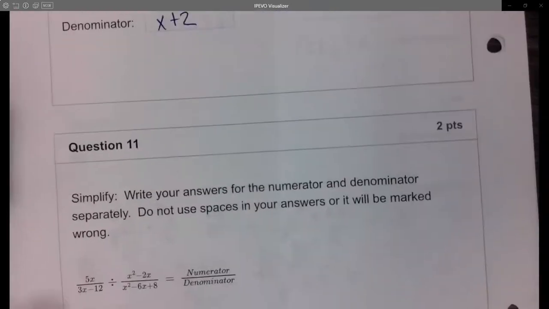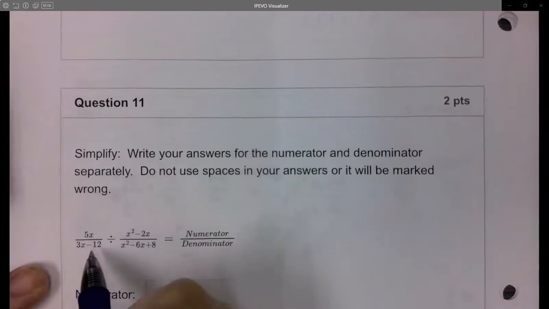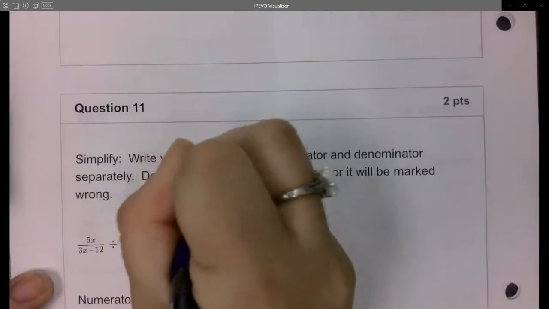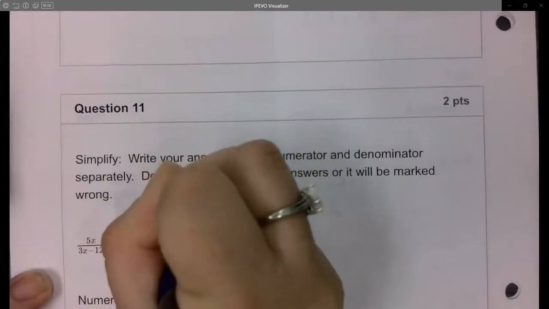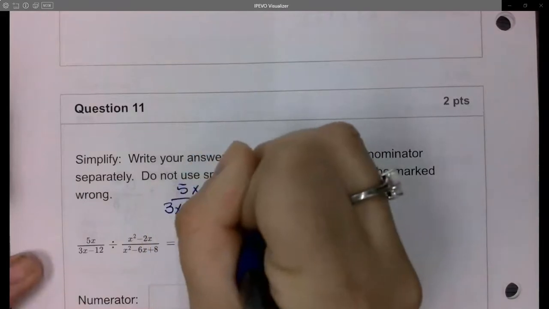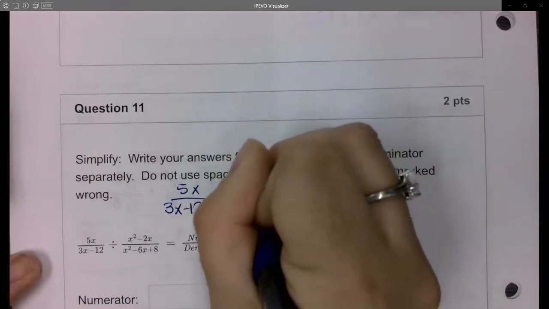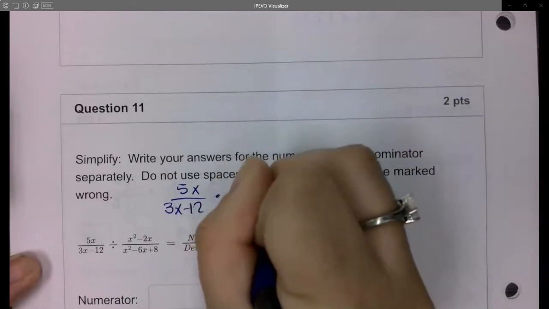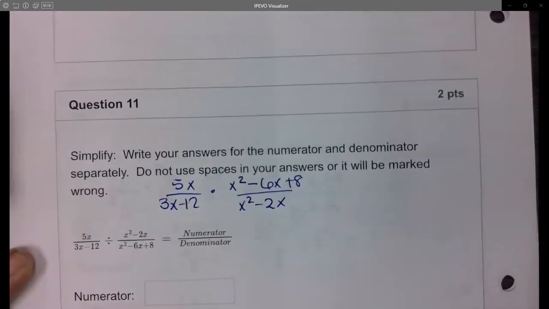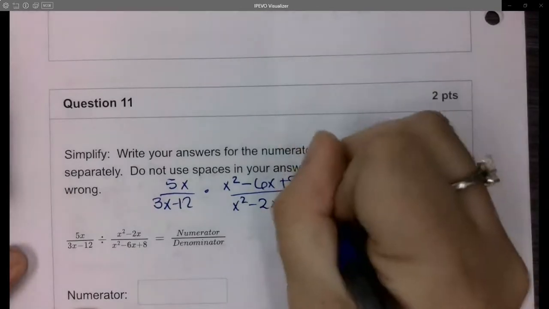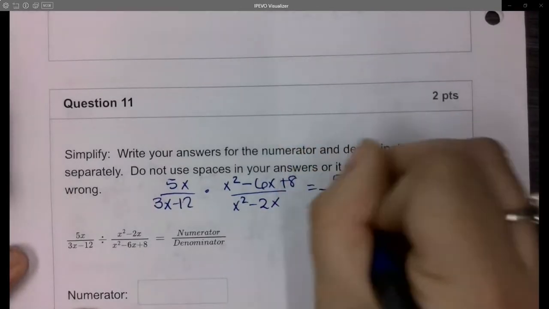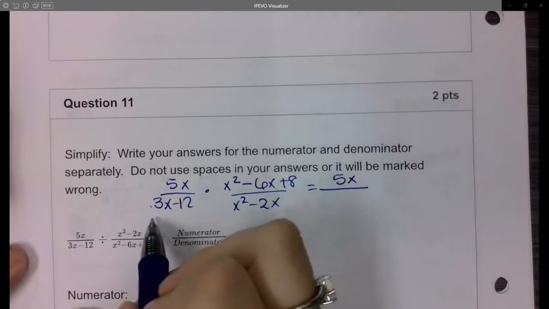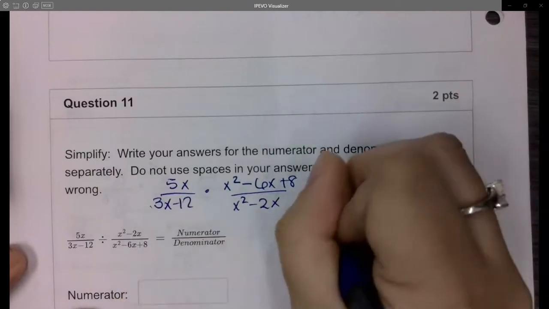Okay, moving on. This one is dividing, so I want to flip my fraction before I start simplifying. And when I flip my fraction, I also change it to multiplication. Now I want to go ahead and factor. So my numerator can stay the same as 5x. My denominator, both 3x and negative 12 can be divided by 3.